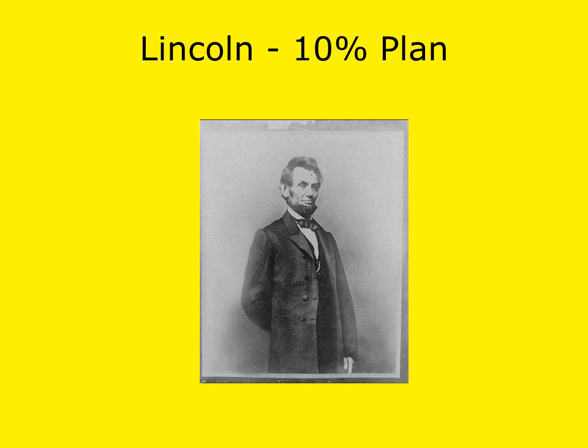By the end of 1864, the states of Arkansas, Louisiana, and Tennessee had created unionist governments that were acceptable by these standards. Unfortunately, the assassination of Abraham Lincoln in April 1865 ended this 10% plan.